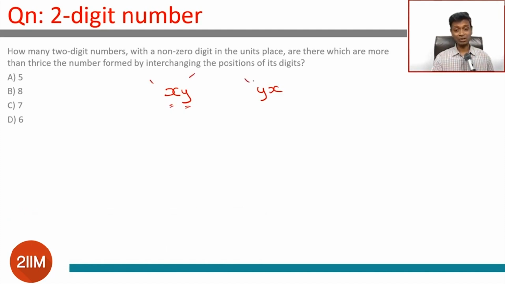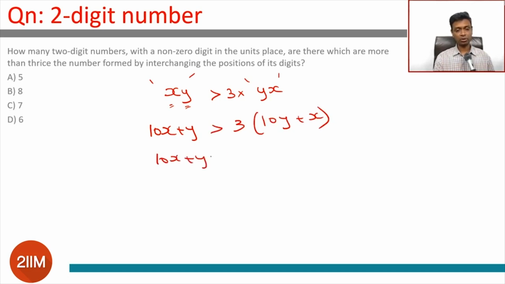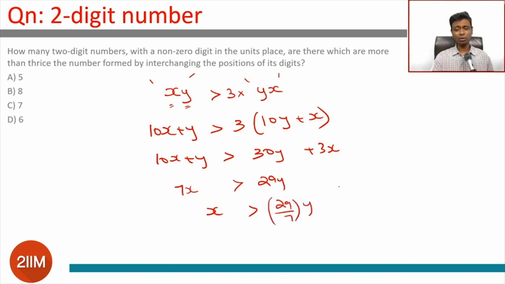The two-digit number xy is greater than 3 times the two-digit number yx, or 10x plus y is greater than 3 times 10y plus x. 10x plus y is greater than 30y plus 3x, or 7x is greater than 29y. x is greater than 29 by 7 y. 29 by 7 is a little more than 4. So x is greater than 4y. Right. So we're looking at two digits where x is a little more than 4y. So we'll have to be a little careful with the numbers.